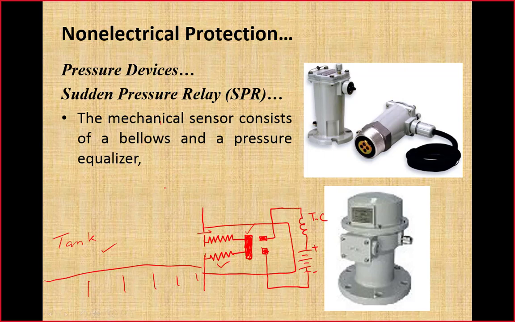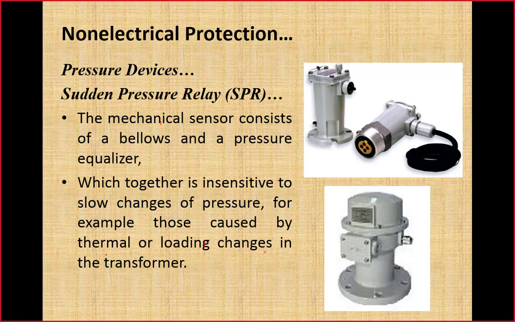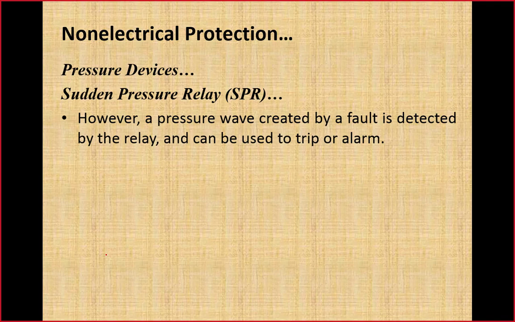Mechanical sensor consists of bellows and pressure equalizer. This is bellows over here. This is bellows, and this small hole which will be used to equalize the pressure on two sides of this bellow is equalizer, which together is insensitive to slow changes in pressure and very sensitive to abrupt change in pressure. However, a pressure wave created by a fault is detected by the relay and can be used to trip the alarm or trip the circuit breaker.